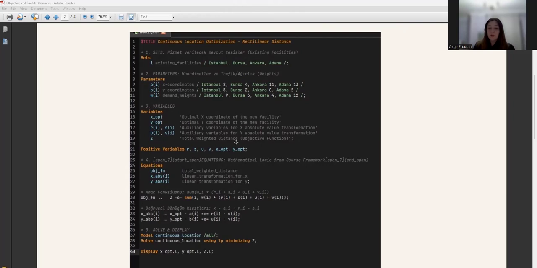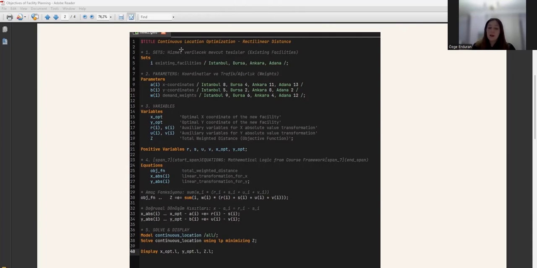Our objective is a single facility location problem where we aim to minimize the total weighted transportation cost across the entire network. This ensures that our facility is positioned to provide the highest service at the lowest operational expense. And so we can continue our mathematical problem in GAMS.